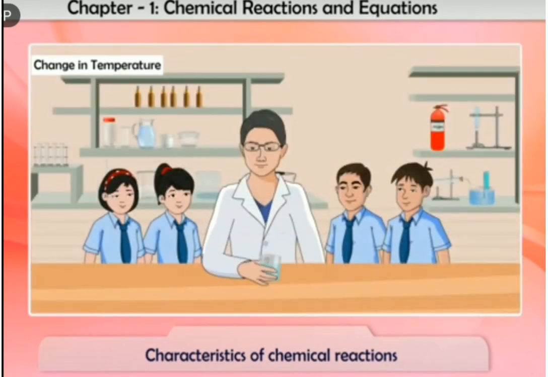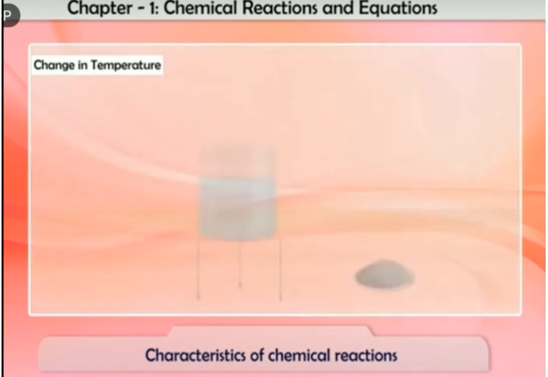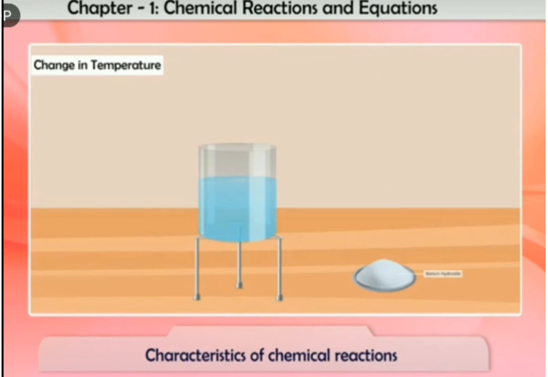2. When barium hydroxide is added to ammonium chloride and mixed with a glass rod, then barium chloride, ammonia and water are formed. A lot of heat energy is absorbed due to which the reaction mixture becomes very cold. It is an endothermic reaction, which means heat absorbing reaction.